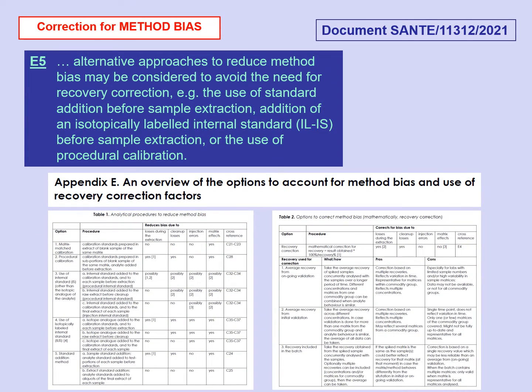In case of lack of a suitable recovery factor to be used for recovery correction, alternative approaches to reduce method bias may be considered to avoid the need for recovery correction. For example, the use of standard addition before sample extraction, or addition of an isotopically labeled internal standard before sample extraction, or the use of procedural calibration. An overview of the options to account for method bias and use of recovery correction factors is provided in tables 1 and 2 in Appendix E, which was included in the last revision of the document.